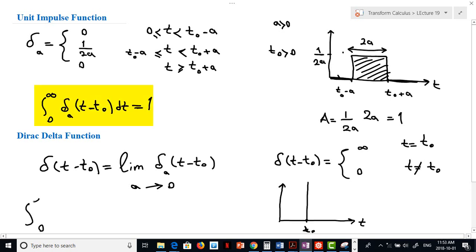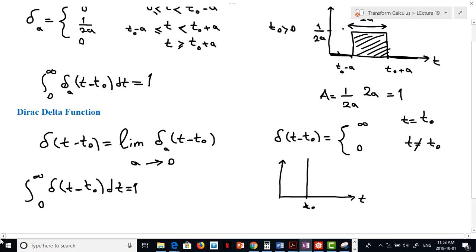The integral from 0 to infinity of delta of t minus t0 dt is equal to 1. The Dirac delta function has another property as well. If you have the integral from 0 to infinity of f(t) times the Dirac delta function of t minus t0, this integral is equal to f at t equal to t0. It's a property of the Dirac delta function.